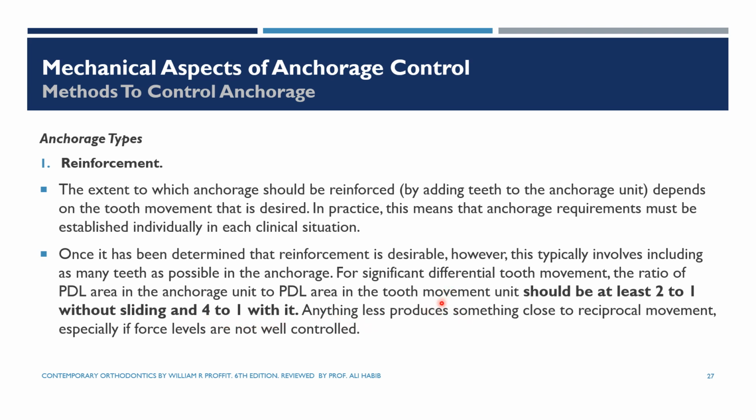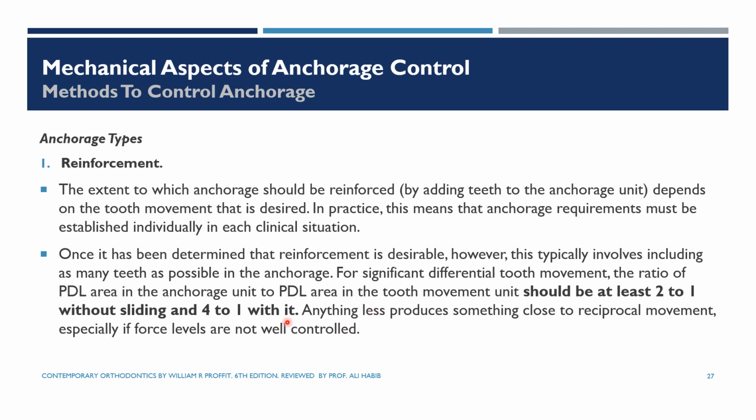So if the periodontal surface area is going to be the same between anterior and posterior teeth, then we expect to have reciprocal movement. Half of the space of the premolar will be closed by moving the anterior teeth back, and half will be expected to close by moving the posterior teeth forward.